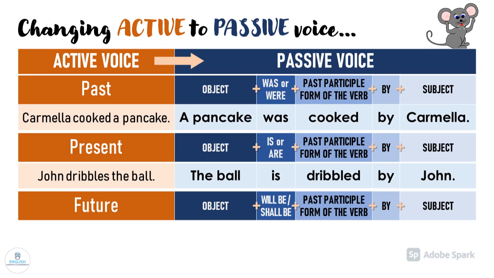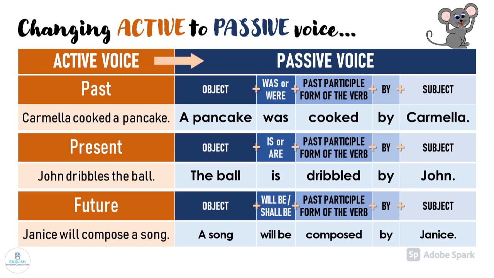Lastly, if the tense of the verb is simple future, simply write the object, followed by will be or shall be. The next is the past participle form of the verb, plus the word by, and the last is the subject.